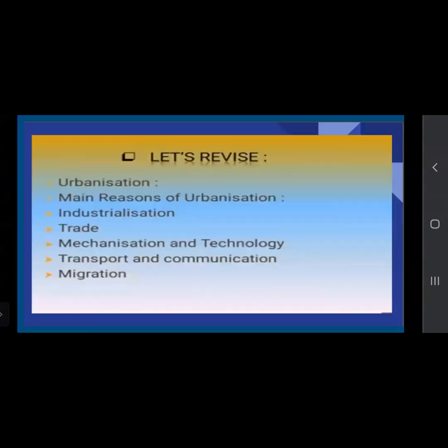Okay, so we will see what we have finished yesterday. Yesterday we finished urbanization: what is urbanization and what are the main reasons of urbanization. The main reasons responsible for urbanization are industrialization, trade, mechanization and technology, transport and communication, and the last factor is migration. Yesterday we studied each of these in detail, how these factors contribute to the process of urbanization. So further we will move.